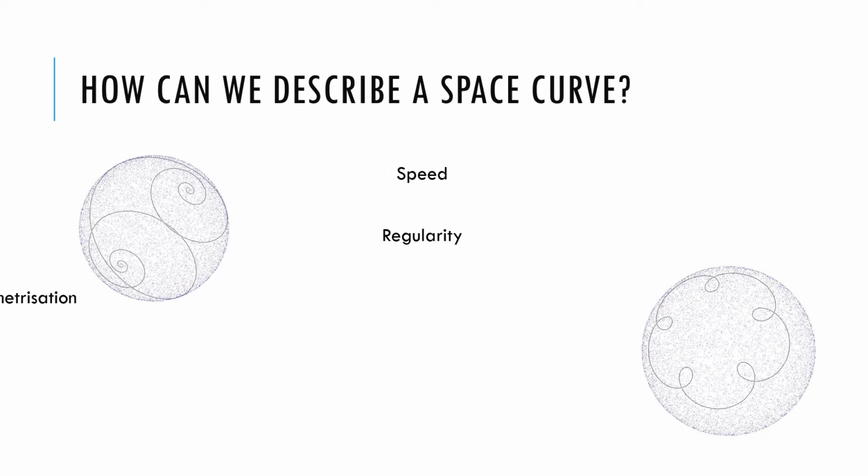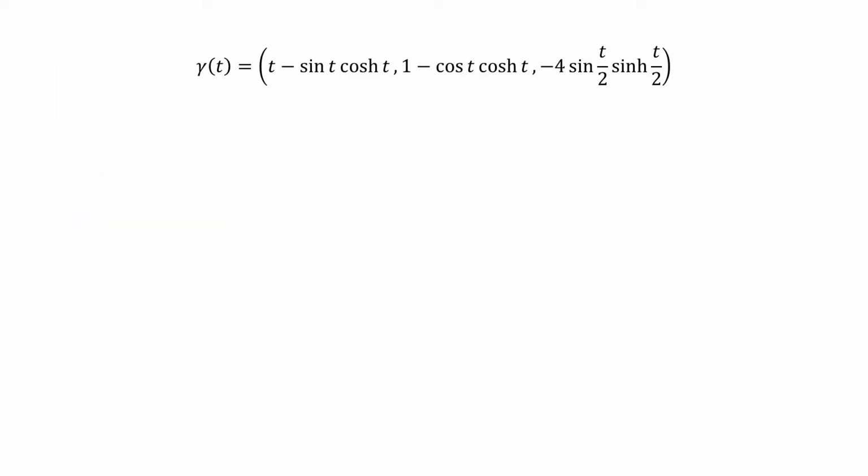Space curves lie in 3 dimensions. They are really useful in the real world. For example, we can use them to help us design roller coasters. We can consider the following curve. It's in 3 dimensions, so it's hence a space curve.